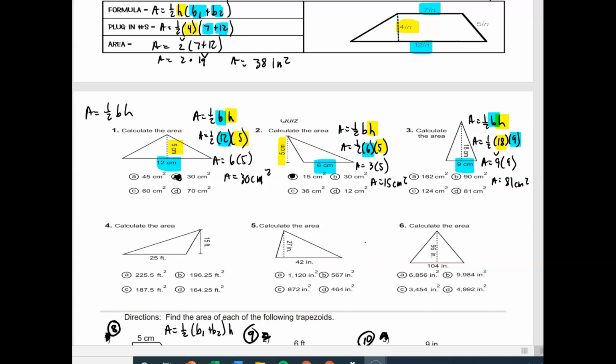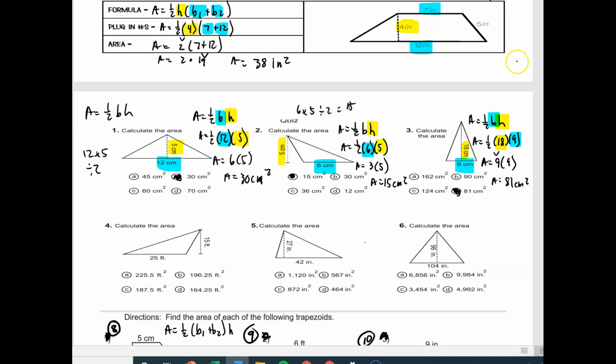So in number 3, you end up getting 81 squared, so you get your answer D. And now I want you to notice something about 1, 2, and 3, right? I could have easily just did 12 times 5, that's 60, and then divided by 2, and that would have gotten 30. I could have easily did 6 times 5, right? My base and height, just like a rectangle, and then just divided by 2. And I would have gotten 30 divided by 2 is 15.